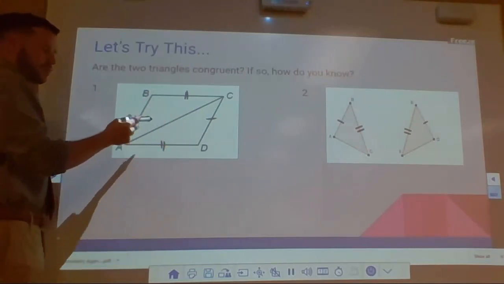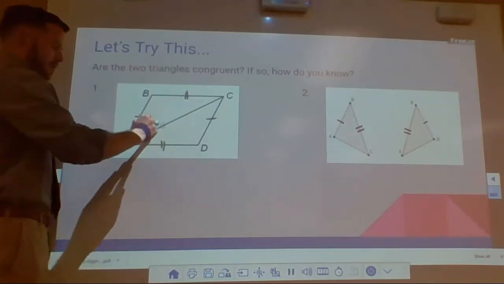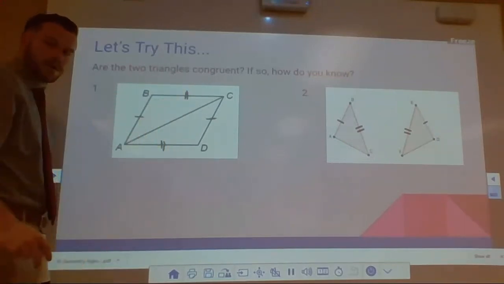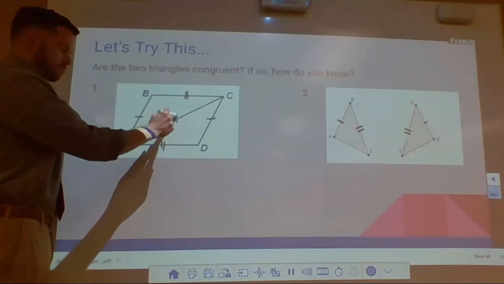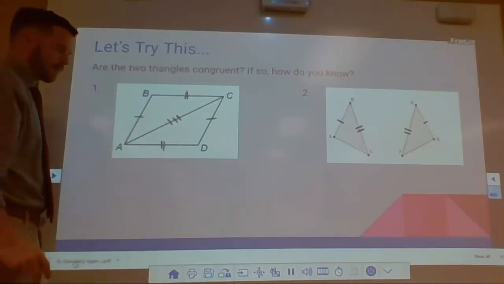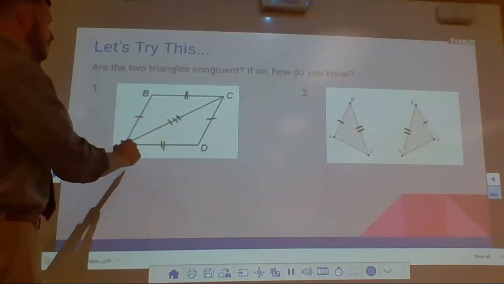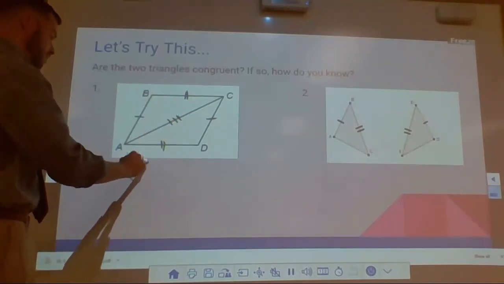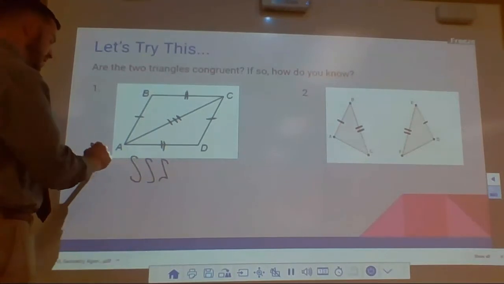Now, where this gets a little weird is, what about right here, this third side? Well, they share that side, right? So we have a third congruent side here. Okay? So we can say yes, these two triangles are congruent by SSS congruence.